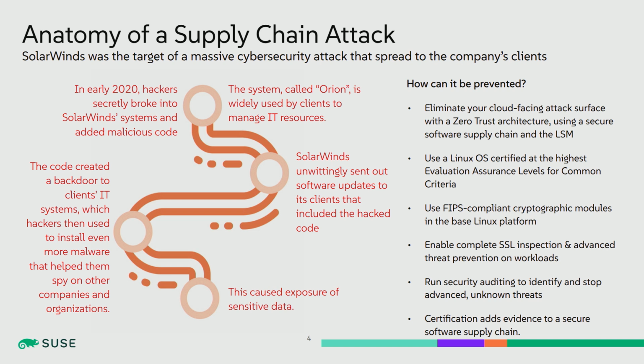So how can this sort of thing be prevented? The way is to eliminate your cloud-facing attack surface. Try to build a zero trust architecture where you have complete control at every stage of your supply chain. Try to utilize a certified Linux operating system which has the highest level of certification from a security perspective. And then run security audit and identify and stop advancement of known threats, as well as you can put in systems where you can protect yourself from unknown threats as well. But that's not going to be the focus today. We're focusing on supply chain security.